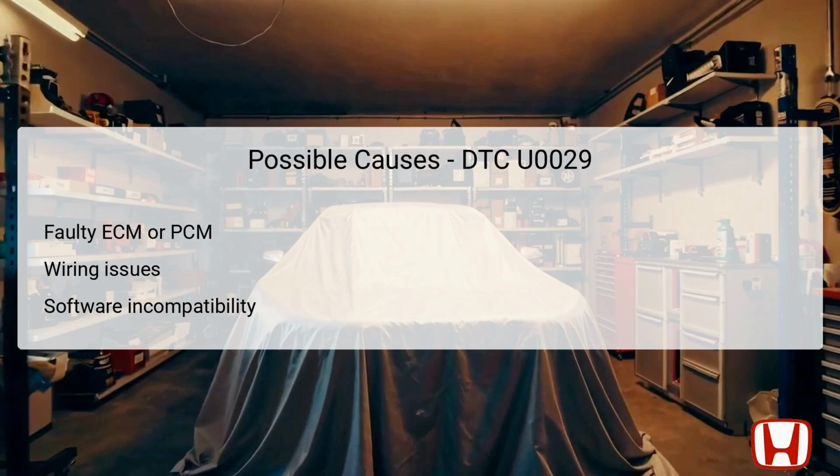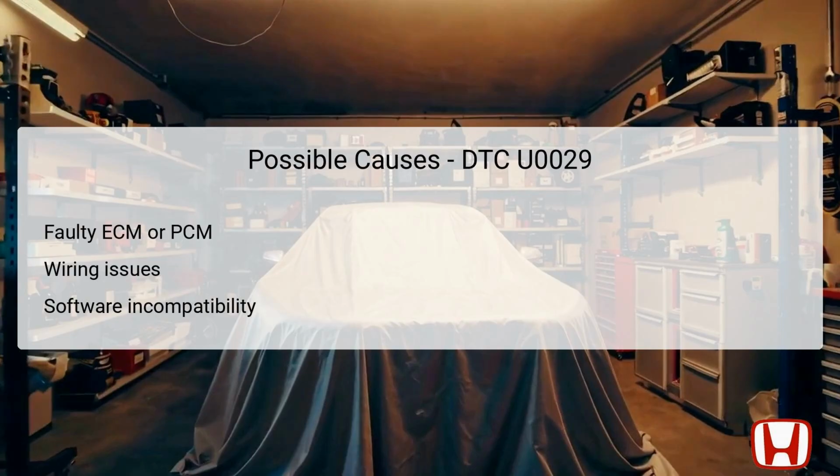Several underlying issues could trigger the DTC U0029. One of the most common causes is a faulty ECM or PCM. If either of these modules is malfunctioning, it could prevent proper communication across the CAN network.